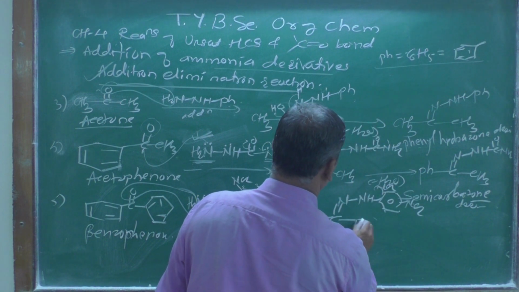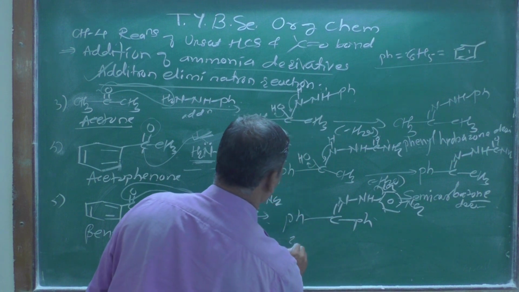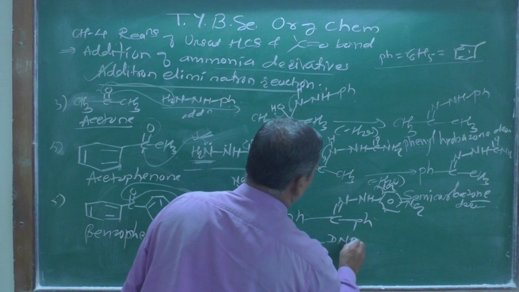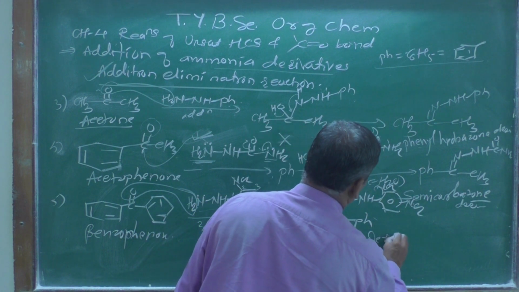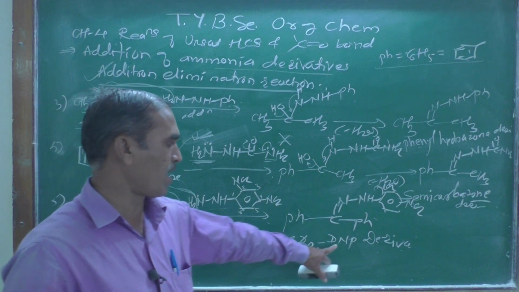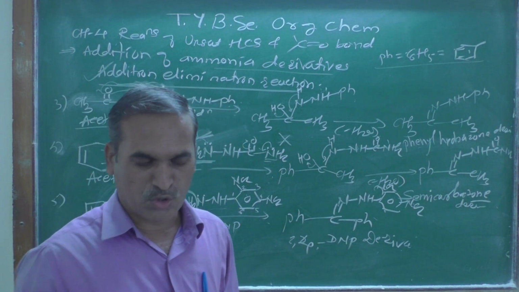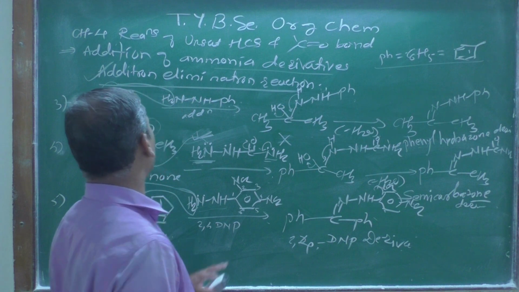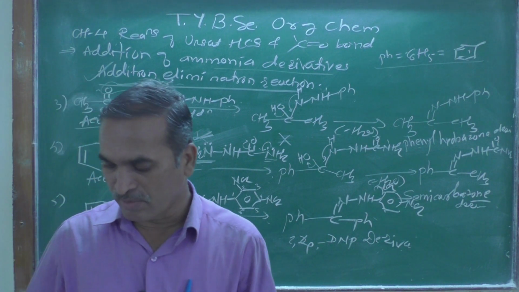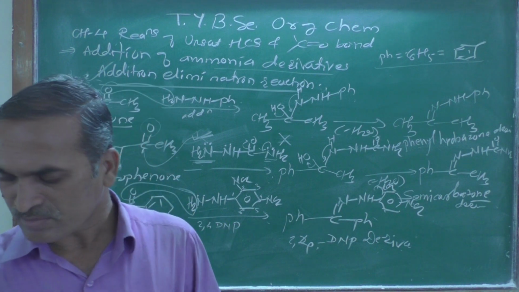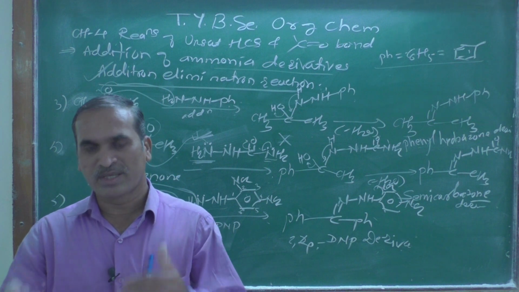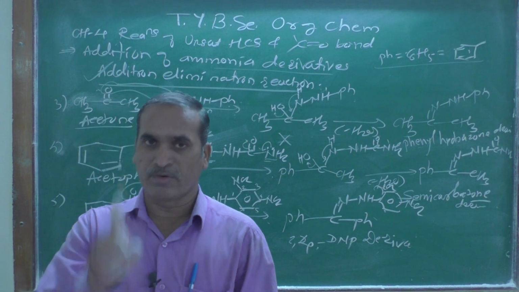So this is a phenylhydrazone, right? And this is called a 2,4-DNP derivative. Derivative means 2,4-dinitrophenylhydrazone derivative. So in this way we have seen addition of ammonia derivatives. So there are some conditions to form these ammonia derivatives.